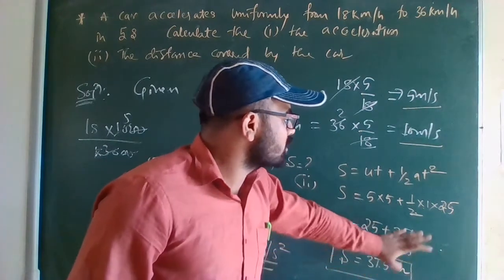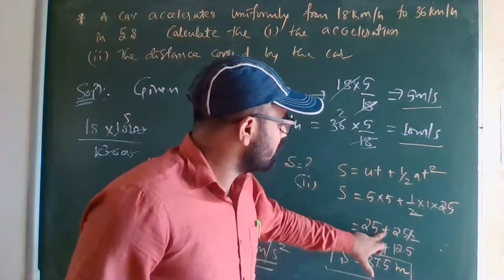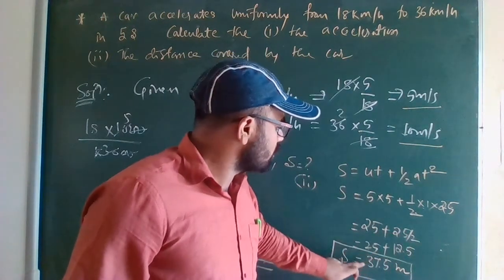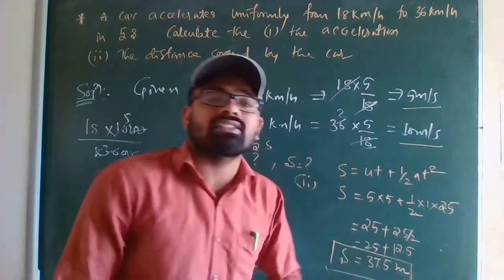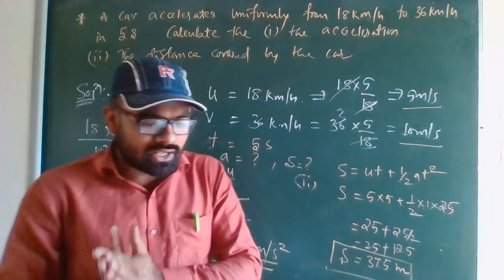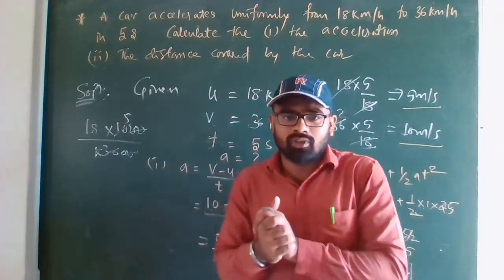That is 25 plus half at square. T square is 25, and A is 1, we have already found out. 25 plus 25 by 2. 25 by 2 is 12.5. So 25 plus 12.5 becomes 37.5 meters. So this is regarding the problem. I hope everything is clear in this problem.